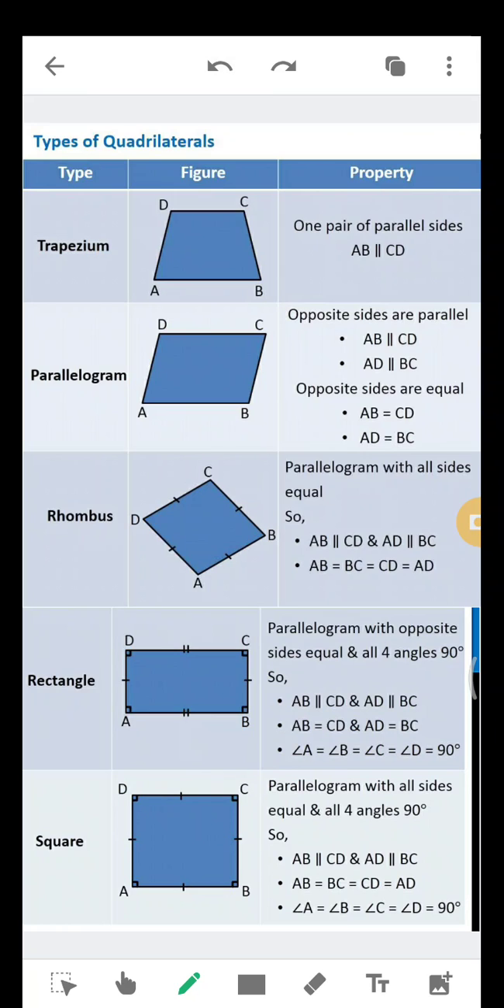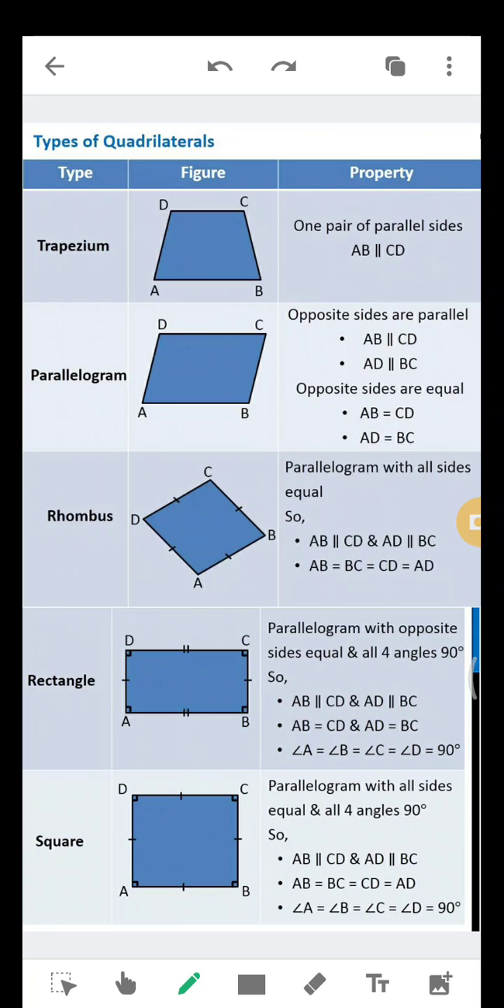So there are some similarities between square and rhombus, rectangle and parallelogram, and there are some differences. The difference between rectangle and parallelogram is only the 90 degree angle. In this each angle is 90, here each angle is not 90. And the difference between square and rhombus is also the same. Here each angle is 90, here each angle is not 90 degree. So this is all about the properties of different types of quadrilaterals. You have been learning about these from your lower classes.